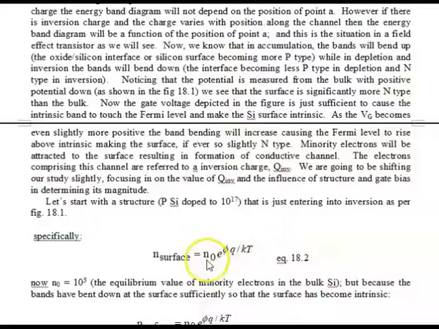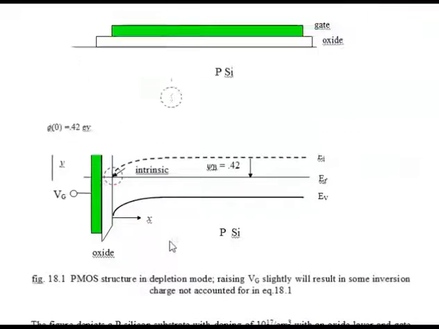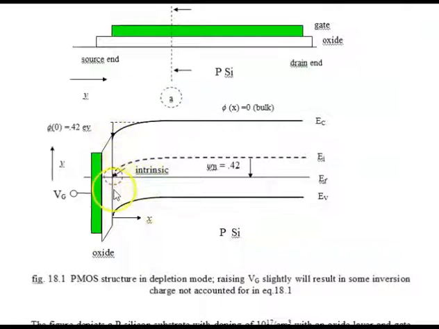What is N0? For doping of 10 to the 17th, N0 will be 10 to the 3rd. And if we put in 0.42, and we perform this rather straightforward calculation, we get exactly what we would have expected, 10 to the 10th electrons at the surface. So in this particular case, we have 10 to the 10th electrons per cubic centimeter, and that is extremely small. That is essentially nothing.